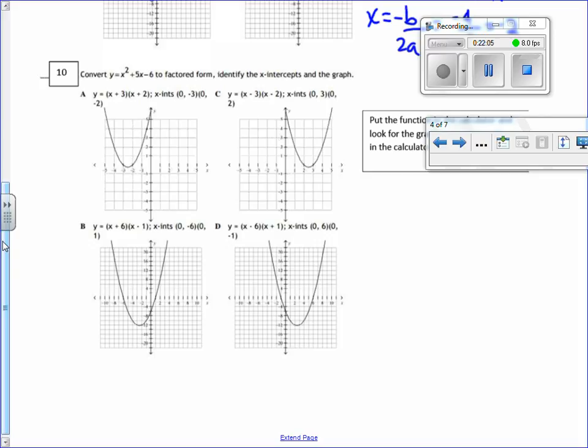Okay, so let's look at number 10. Alright, so we're going to do the same thing. We're going to type this in. We have x squared plus 5x minus 6. Now this says factored form, and we didn't really talk about that phrase, but again, we're working with our calculator, looking for our intercepts. Okay, it gives us our x-intercepts.